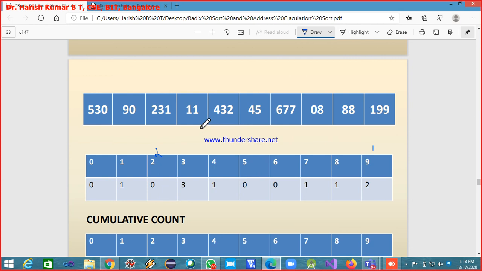Okay, next is 1 here. So this is the first time occurring. So tens place I have 1. So this is 1. And then here 3 again. See here. And this count gets incremented to 3. And then 4, this count is 1. And then 7, this count is 1. And then 0, this count is 1. And then 8, this count is 1. And 9, this count is 2. And this is what you are seeing here.